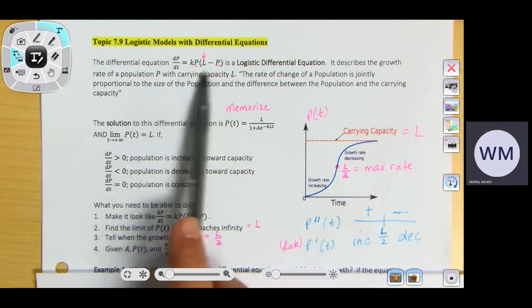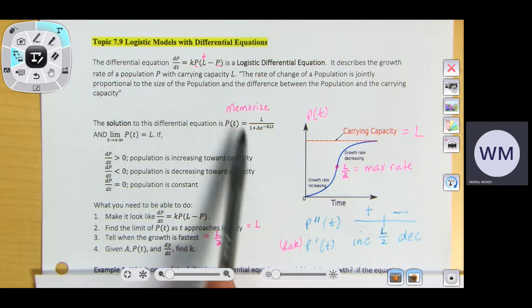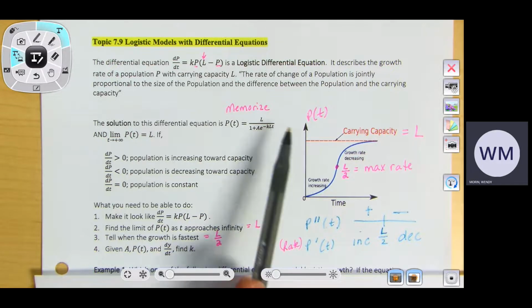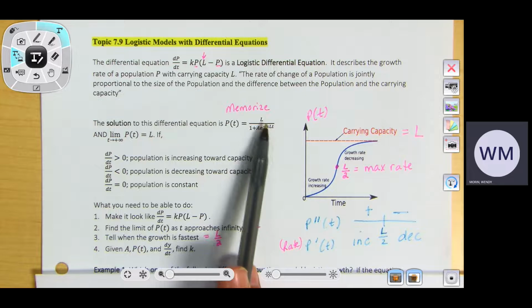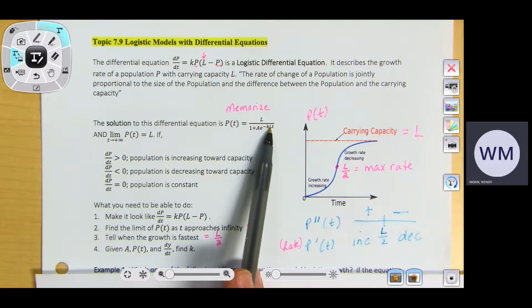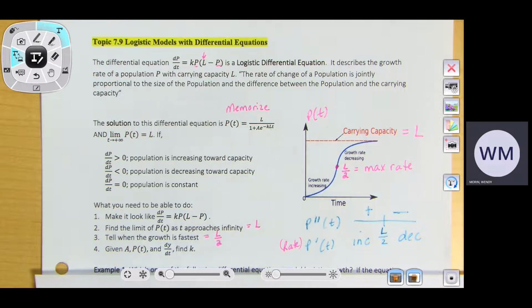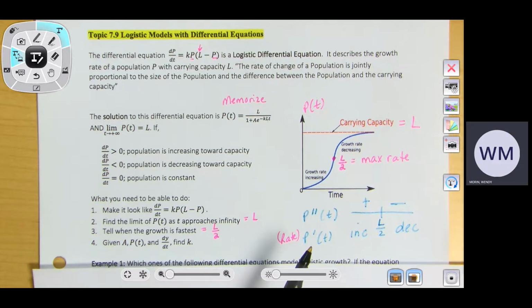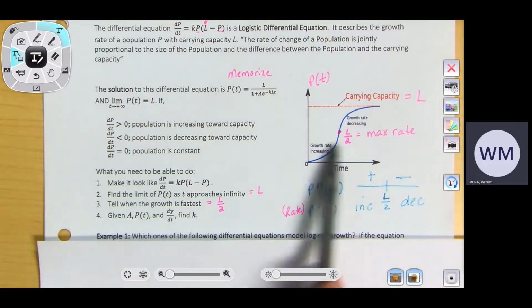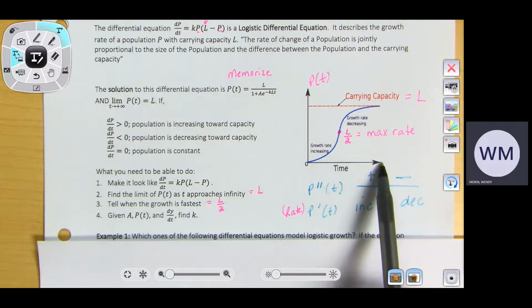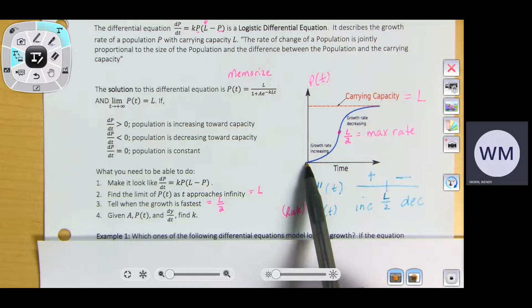So the solution, if you were to integrate, is this right here. Just memorize this. The numerator is your limit, and this exponent right here is a negative k times your t. A is just another variable, and obviously it's just 1. So here is a graph that represents your population over time.